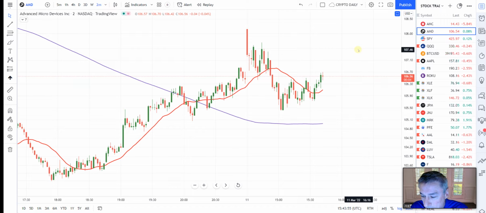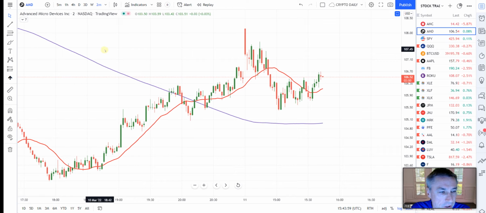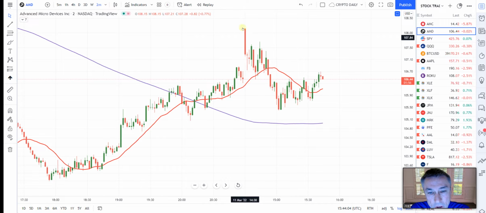All right, guys, here we go real quick. March 11th, looking at the 2 minute chart of AMD. Every candle is 2 minutes price action. This is the one that started us off today.